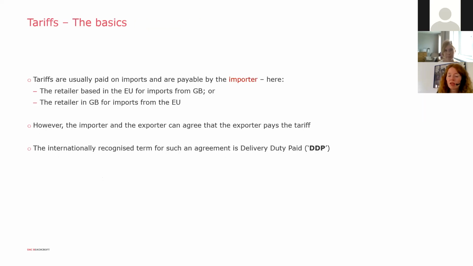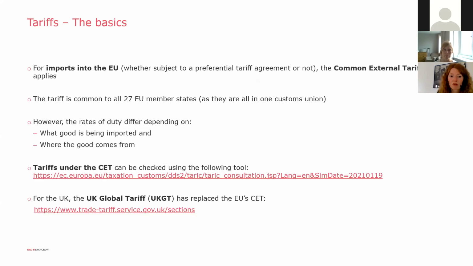So coming to the basics of the tariffs. Tariffs are usually paid on imports and they're payable by the importer. So here in our case, that's the retailer based in the EU for imports from Great Britain, or the retailer in Great Britain for imports from the EU. As many of you will know, the importer and the exporter can, however, agree that the exporter pays the tariff, and that is referred to in international standards as delivery duty paid. It doesn't really matter in large volume trade, but sometimes it's applied.